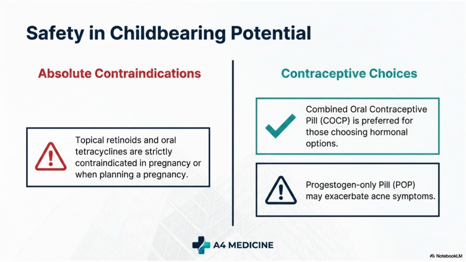Next, safety in people who can become pregnant, a critical part of acne prescribing. Topical retinoids and oral tetracyclines are contraindicated during pregnancy and when planning pregnancy. So, before prescribing, check pregnancy status, pregnancy intention, and contraception. Document this clearly. If hormonal contraception is wanted, the combined oral contraceptive pill may be preferred for acne where appropriate.